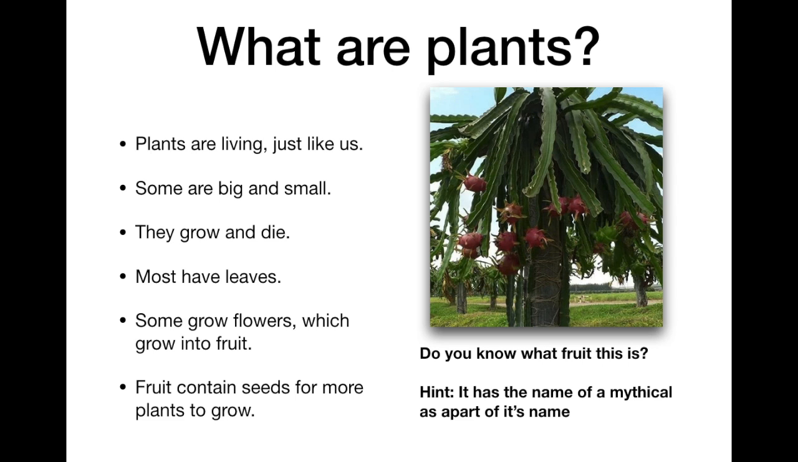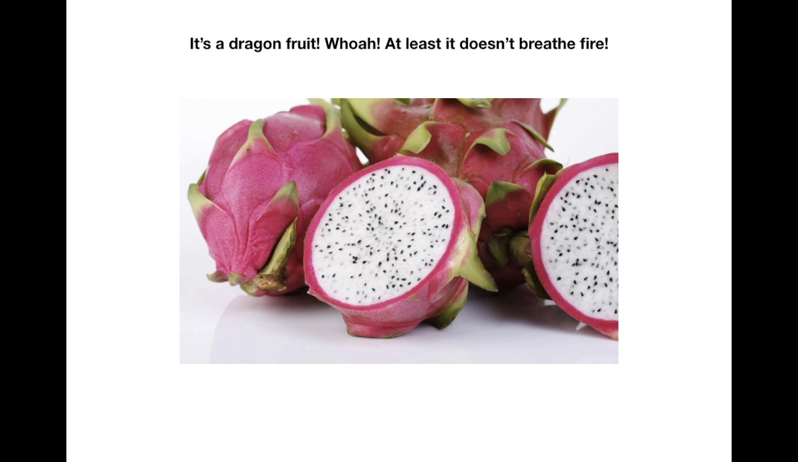So if you look on the right here, you see a bunch of fruits on a tree. It's kind of a weird looking tree. You may not have seen it before. Do you know what fruit this is? I'll give you a hint. It has the name of a mythical creature as a part of its name. Can you guess it? Well, it is a dragon fruit.